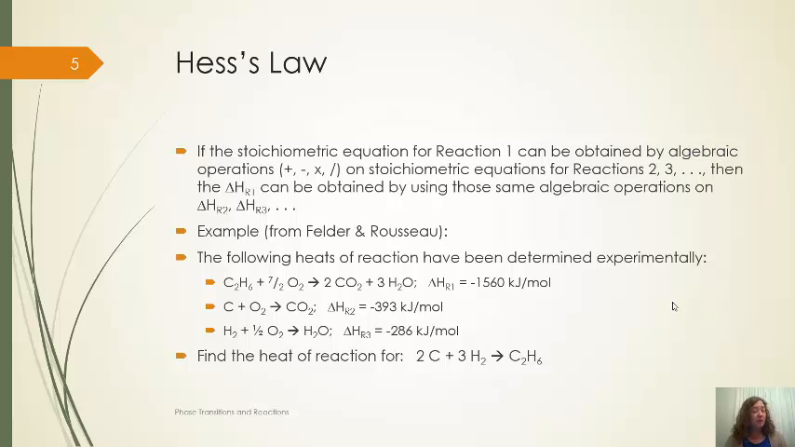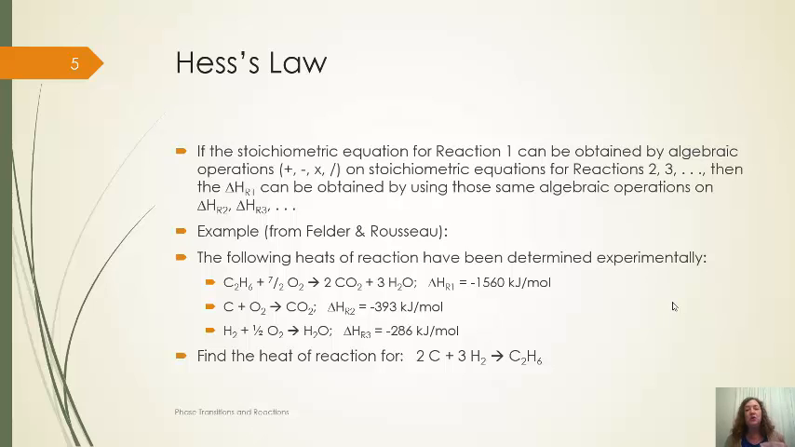Now, Hess's law you probably have encountered in a chemistry class. Hess's law says, if the stoichiometric equation for reaction 1 can be obtained by algebraic operations on stoichiometric equations for reactions 2, 3, whatever, then the heat of reaction for reaction 1 can be obtained using exactly the same algebraic operations on reactions 1, 2, 3, 4, whatever.